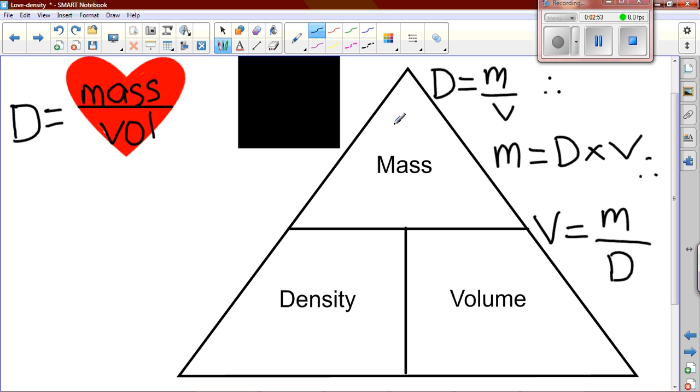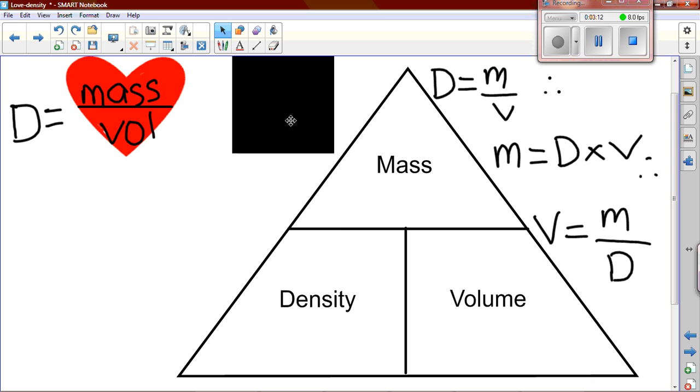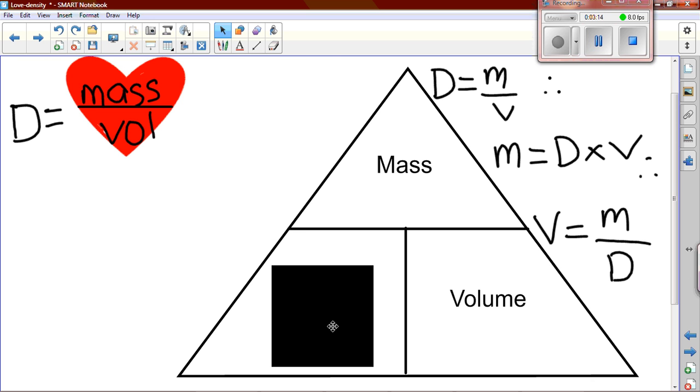Well, you also have what's called this density triangle, or really this works for any algebraic equation with three variables, okay? And the way this works is you set up the triangle just like I did here. We're going to put density at the bottom left, mass on the top, volume at the bottom right, and you cover up the variable that you're trying to solve for. So if we're trying to solve for density, then ding, ding, ding, here's our equation. Density, we're covering it up, is mass over volume, right?